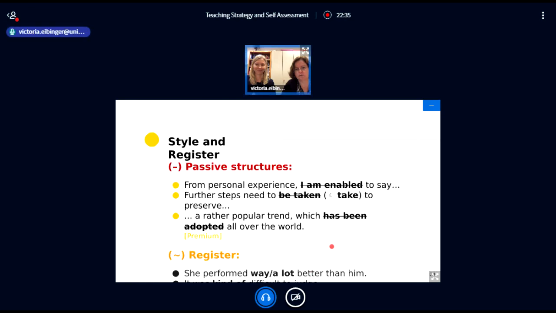So, as I said before, Grammarly does not like passive constructions in general. It will always ask its users to get rid of them, which sometimes makes sense, of course. If you have a look at the first sentence here, "from personal experience, I am unable to say," Grammarly wants you to get rid of that, and we agree that that makes sense. However, in the next sentence, Grammarly wants users to write "further steps need to take to preserve," which is obvious nonsense. That's just because Grammarly labels all passive phrases independently of their context as passive voice misuse.